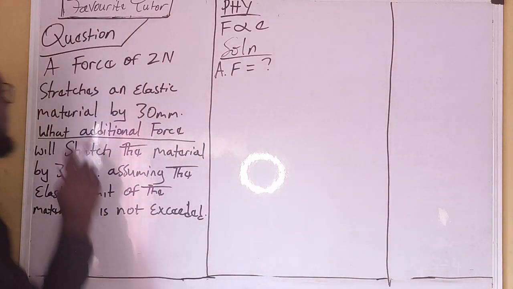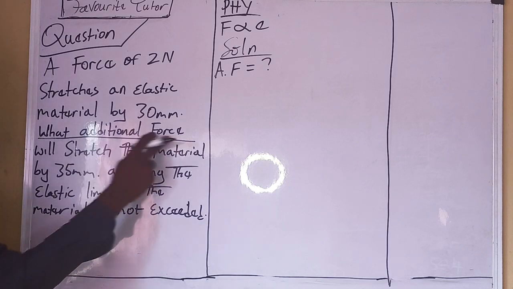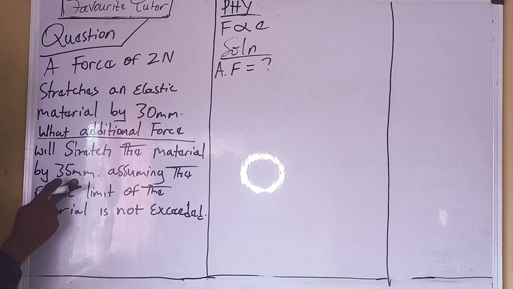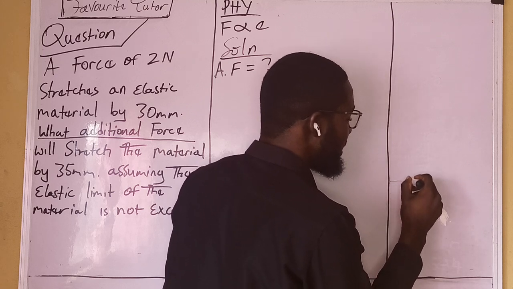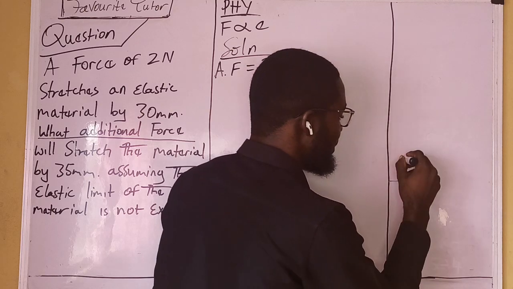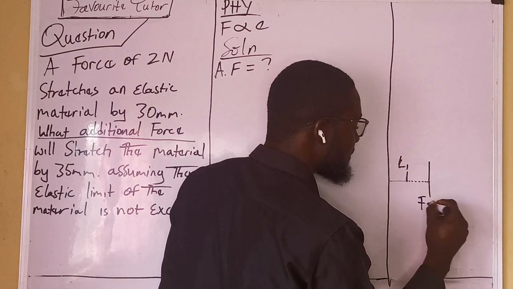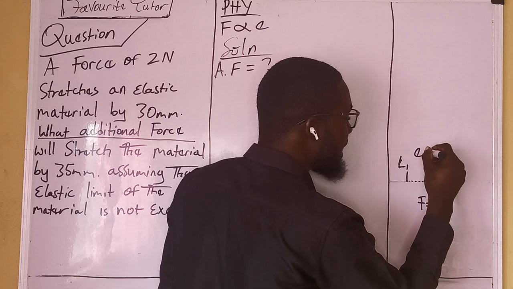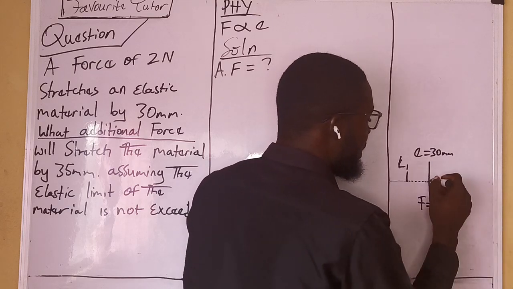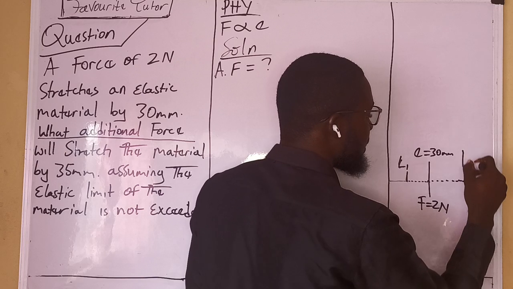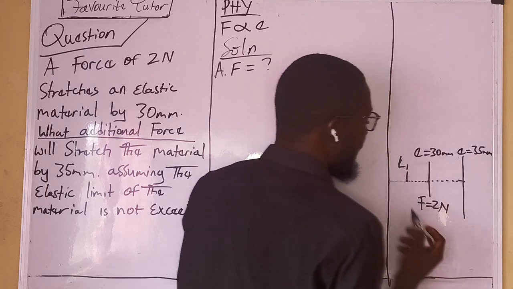From the question, it says a force of 2 newtons stretches an elastic material by 30 millimeters. What additional force will stretch the material by 35 millimeters? For example, if this is the original length of the material, let's say from here to here, we call it length 1, original length. And then we add a force of 2 newton. A force of 2 newton gives us an extension of 30 millimeter. Now, what additional force will give us an extension of 35 millimeter?